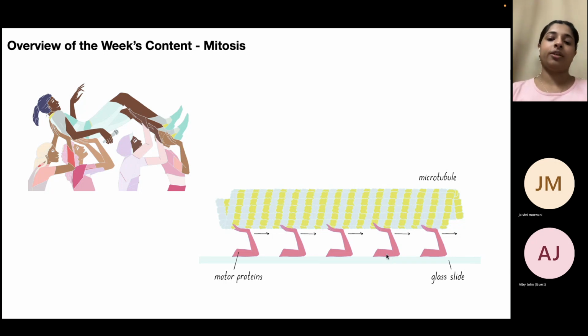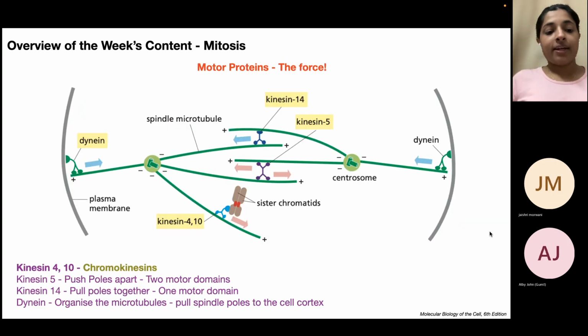So in the same mixture, if he added cargo, then he observed that the motor proteins move on the microtubules, and along with the motor proteins, cargo is also transported. And he identified this motor protein to be this important class of proteins known as kinesins, which since then have been also shown to play a very crucial role in mitosis, which is what we'll see here.